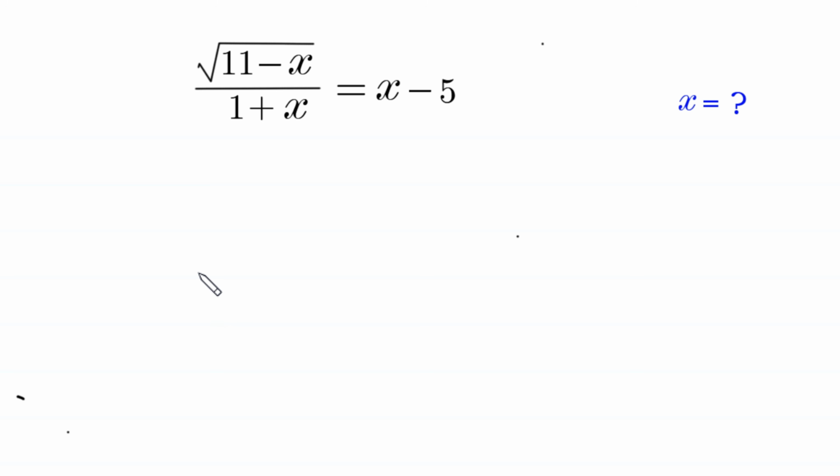Hello, welcome to how to solve this very nice algebra equation. Square root of (11 minus x) over (1 plus x) is equal to x minus 5. We need to find all possible values of x.